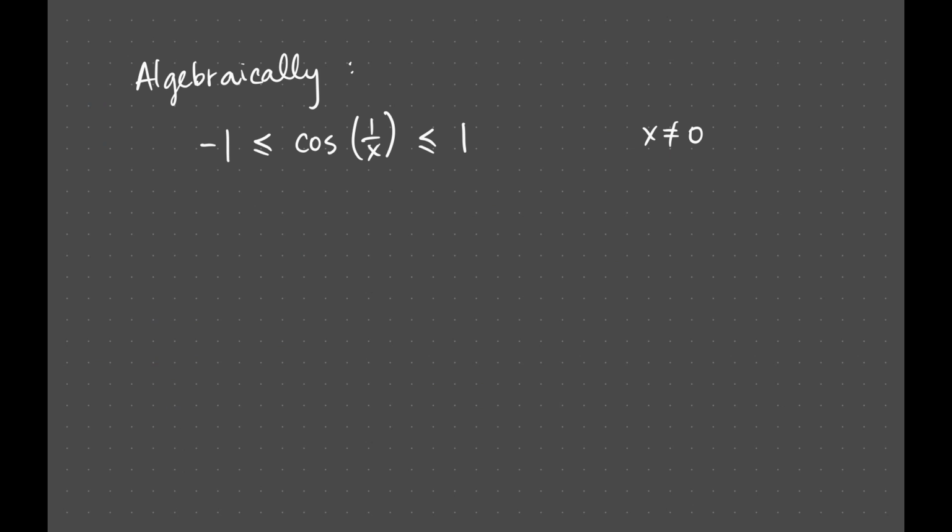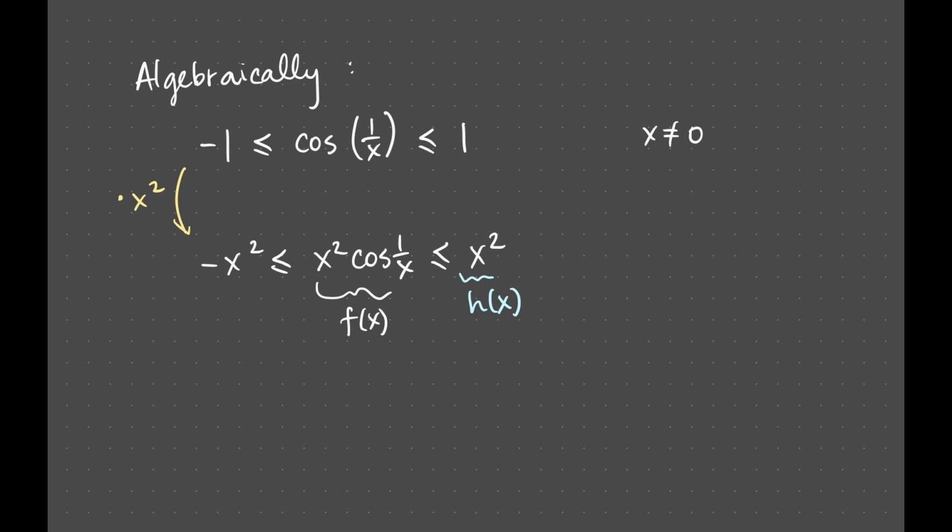Then, to get a string of inequalities involving f of x, we should multiply everything by x squared, and then f of x appears in the middle. Also, the inequalities do not change direction when multiplying by x squared because x squared is a positive number. What we obtain then is the same string of inequalities we saw before. An important point which should not be overlooked, though, is that we could multiply by x squared without changing the inequality signs. This isn't always the case.